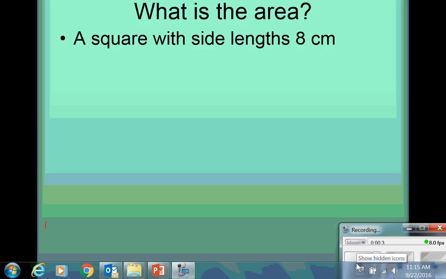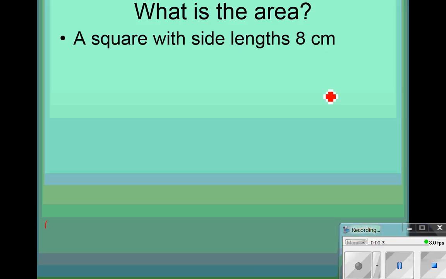The first thing I'm going to do is draw a square. Actually, it's going to come up on the screen. So here's a square, and if I'm giving you that the side lengths are 8 centimeters, I'm going to label the side lengths 8 centimeters.